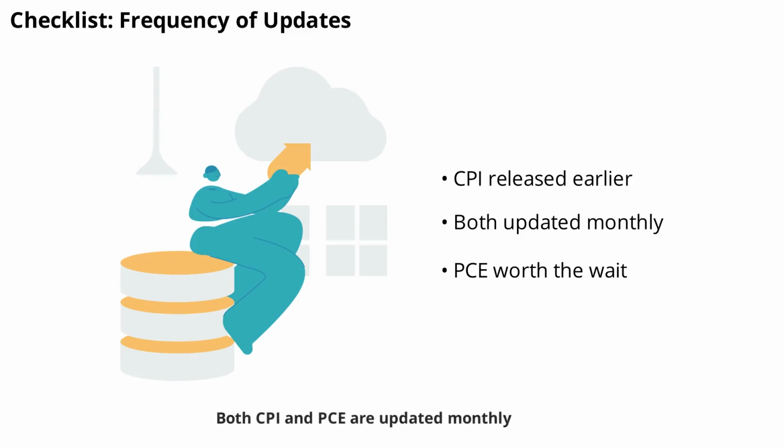Both CPI and PCE are updated monthly, but CPI data is typically released earlier in the month. If you need the most current information as soon as possible, CPI may be preferable. However, for comprehensive analysis, waiting for PCE data can be worthwhile.